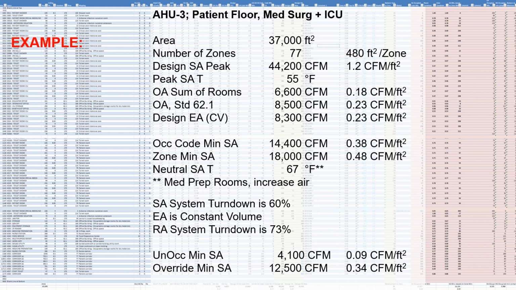In this case, in this system, there are med prep rooms which have refrigerators in them. Those refrigerators produce heat 24/7. And so what you actually need to do is provide more air in the med prep rooms so that they can stay cool at 67 degrees and allow the whole rest of the system to turn down to 67 degrees. And that air is accommodated within these air volumes. But anyway, you're looking at a supply air system turn down of 60%. The exhaust air is constant volume, which means that your return air turns down quite a bit more to 73%.